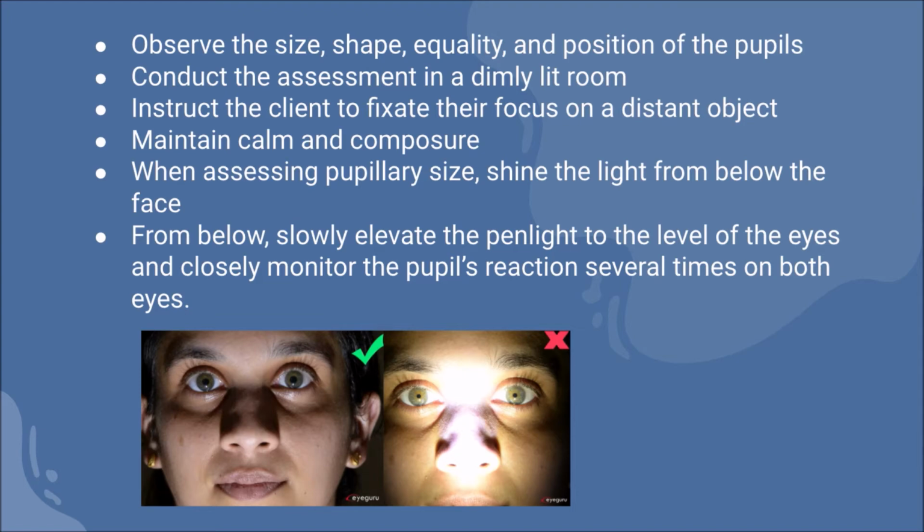Next, when assessing pupillary size, shine the light from below the face. So here you can see in the first picture with a check mark, the light is nice and it's below the face. And the second one is right at the face, so it's not really going to allow you to see any changes because the light is already on the face. So this is why from below you slowly elevate the pen light to the level of the eyes and closely monitor the pupil's reaction several times on both eyes.